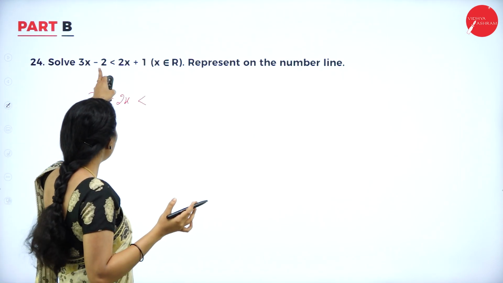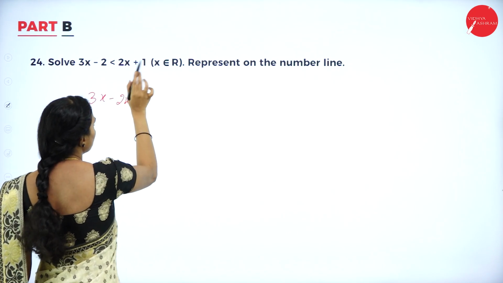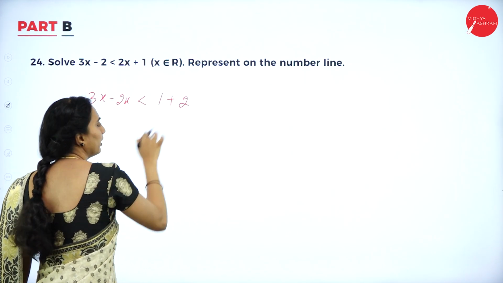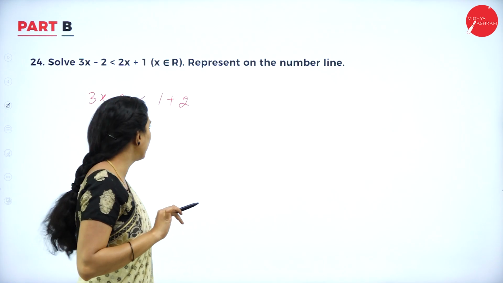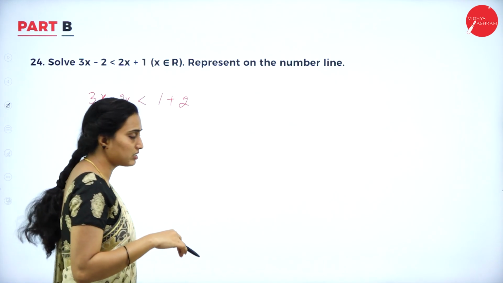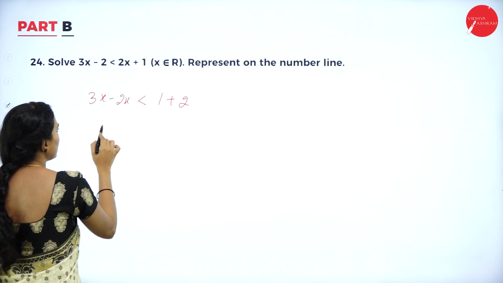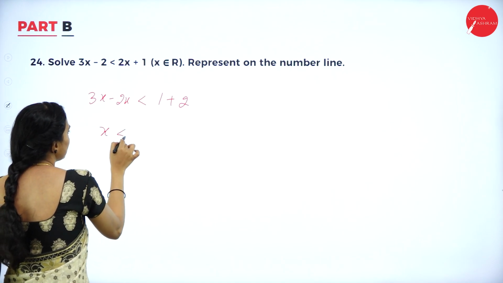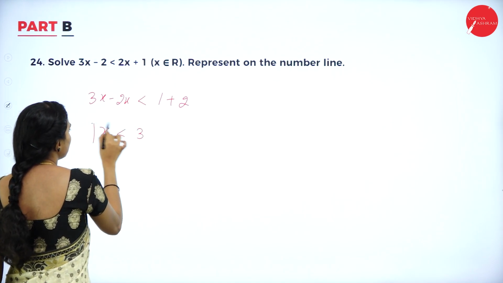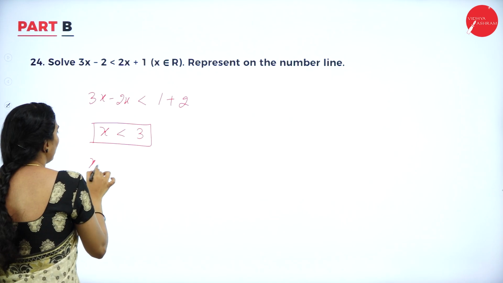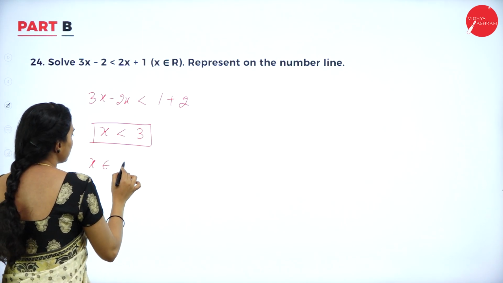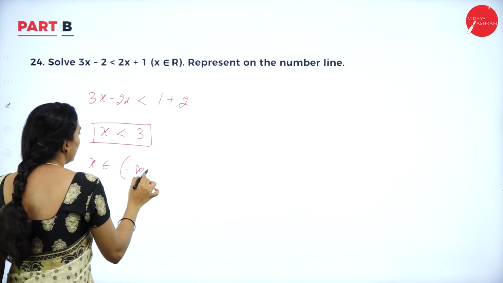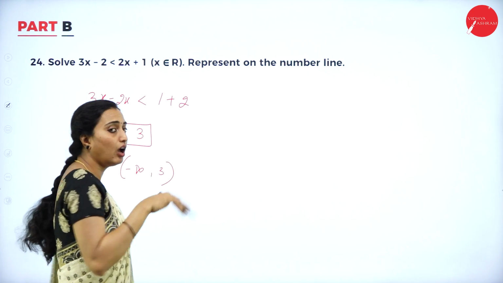If you add, minus 2 plus 2 will get cancelled here, 2x will get cancelled, 1 plus 2. Correct? I hope you understood this step. Writing this step gives you, and the next step. What is that? 3x minus 2x is nothing but x is lesser than 3. If x is lesser than 3, x belongs to what? You can write it as minus infinity to 3. Correct? 3 is an open bracket.